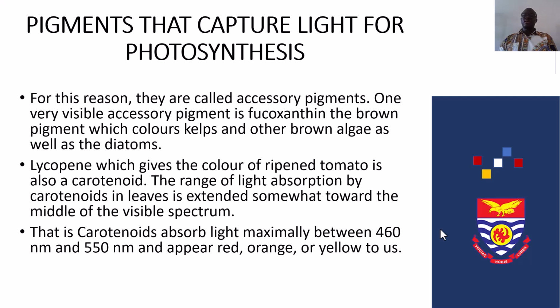Lycopene, which gives the color of ripened tomato, is also a carotenoid. The range of light absorption by carotenoids in leaves is extended somewhat toward the middle of the visible spectrum. That is, carotenoids absorb light maximally between 460 nanometers and 550 nanometers and appear red, orange, or yellow to us.